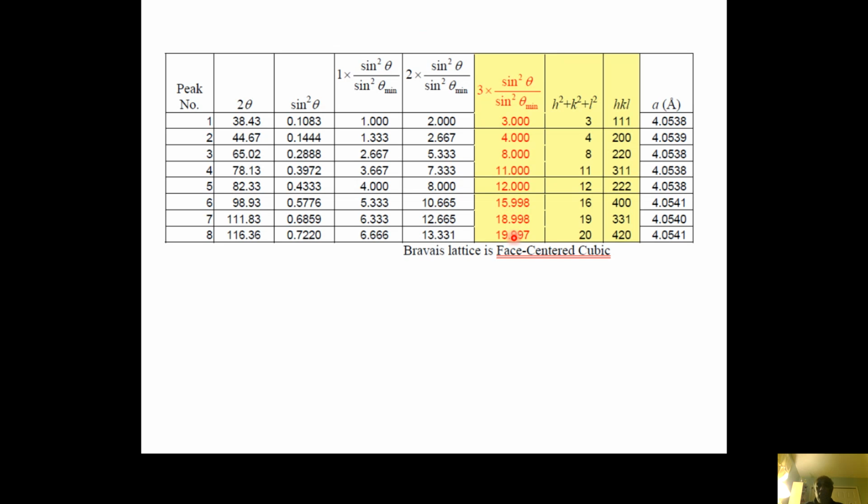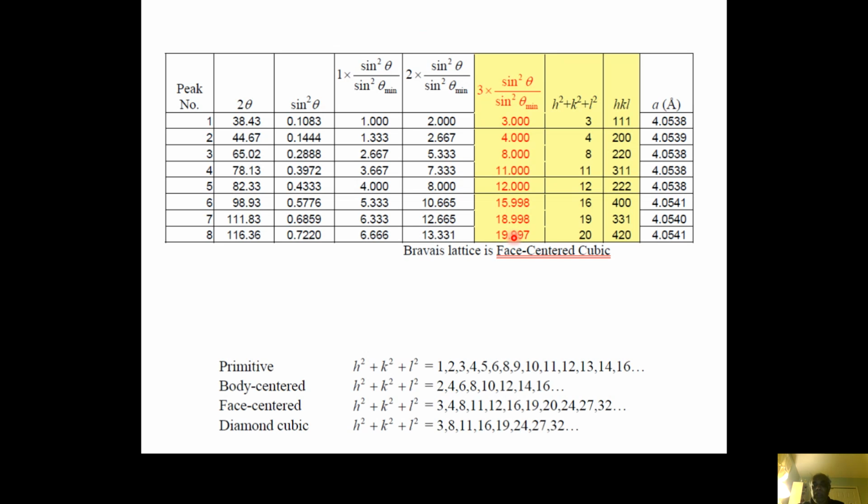That's exactly what we were looking for, right? If you remember, for the FCC, what you get is 3, 4, 8, 11, 12, 16, 19, 20, like that. If I didn't get this pattern, then I can go ahead and multiply by 4 until I see that pattern. Now, from here, I can stop. So I know that my structure is this FCC structure.